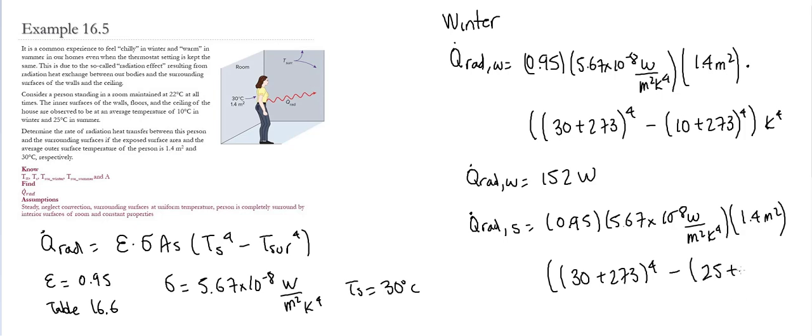And once again, we convert it into Kelvin, and this is to the fourth, and the final unit is going to be Kelvin to the fourth. We calculate the values, and we find that the value of the heat rate for radiation for the summer is equal to 40.9 watts.